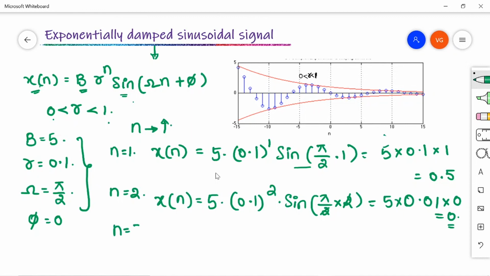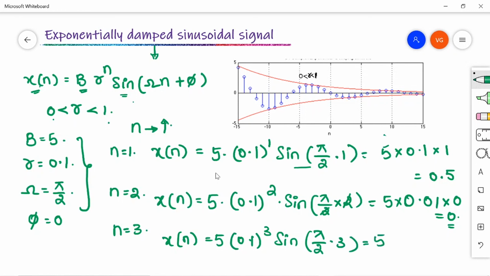Suppose you take n is equal to 3, then what happens? x of n is equal to 5 into 0.1 whole cube into sine of pi by 2 into 3. Then what happens here? 3 pi by 2, so it is minus 1. So 5 into 0.001 into sine 3 pi by 2, which is minus 1. Now what is the value you are getting?